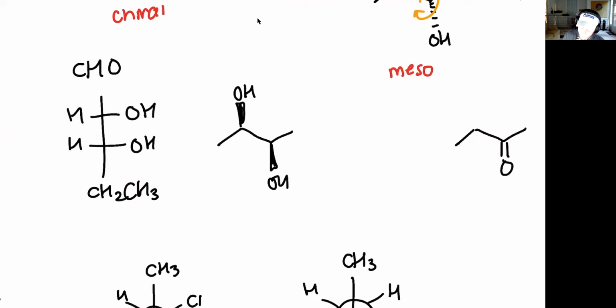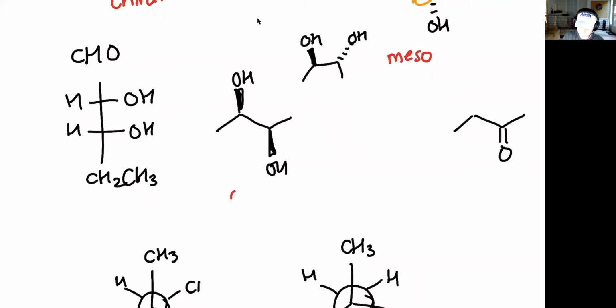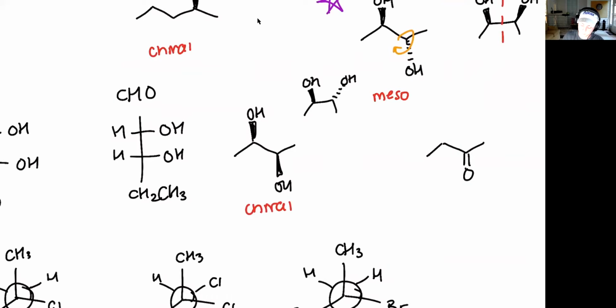If we were to look at it in its most symmetric form, quote unquote, we would get this. There's no sigma plane. There's chiral centers. Actually, the fact that there's chiral centers really doesn't matter, but we can go ahead and say that that is a chiral molecule.